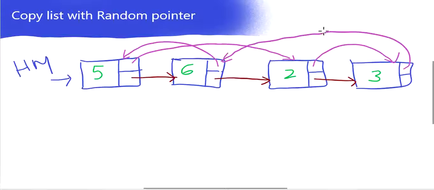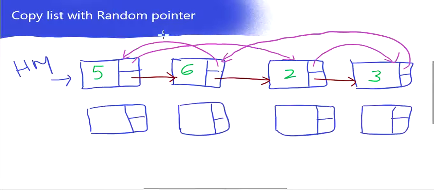So that is going to be our first pass. In our first pass, we are going to just clone the nodes. There are going to be no connections. We are just going to clone the nodes and save that in our hash map. So now let's clone. In our first pass, we have cloned all the nodes given.